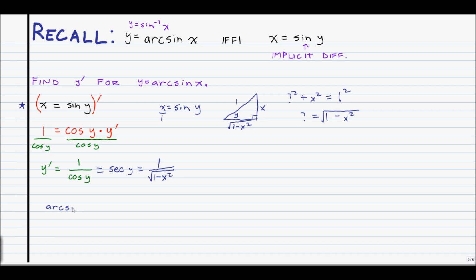In fact, I'm going to write it out right here. The arcsine of x, or the inverse sine of x, has the derivative 1 over the square root of 1 minus x squared. Like that. Well, you might disagree, but again, I can't hear you.